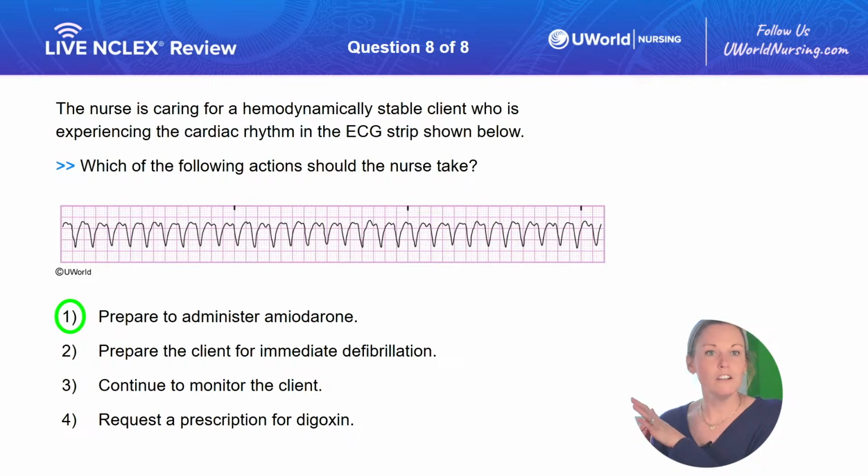And then option 4, request a prescription for digoxin. Digitoxicity, or high levels of digoxin in our bloodstream, can actually cause VTach. So this can be a contributing factor to what we're seeing here on this strip. So definitely we don't want to do that. We don't want to perpetuate the problem or make it worse. So amiodarone is an antidysrhythmic medication. It's going to do what it does to reset the rhythm of the heart. This is our correct answer. So y'all did really great on that one.